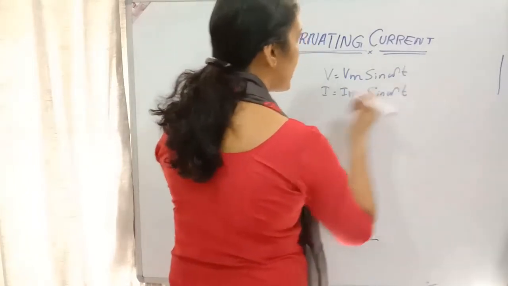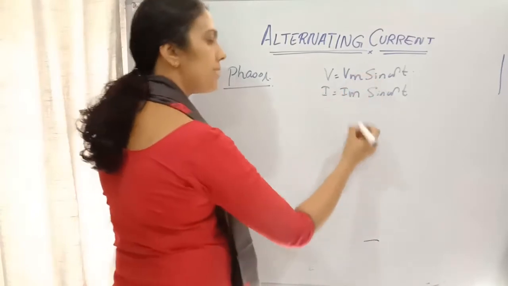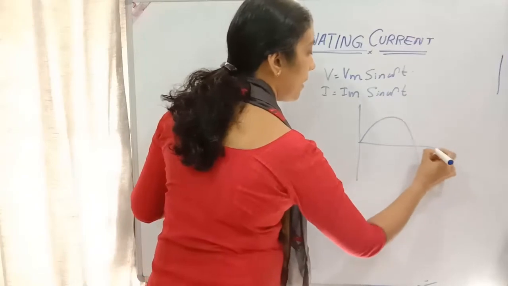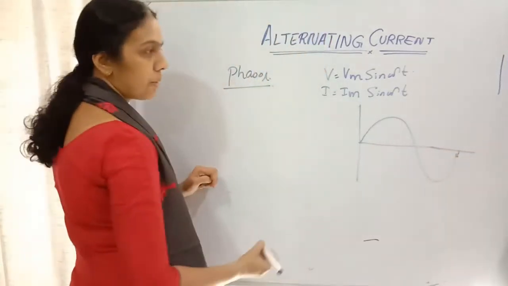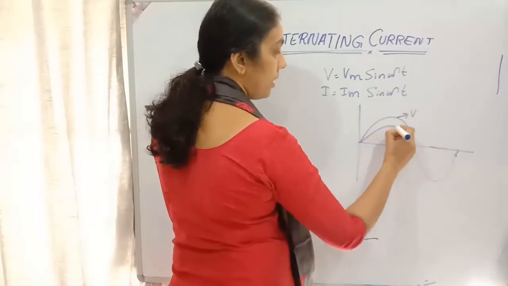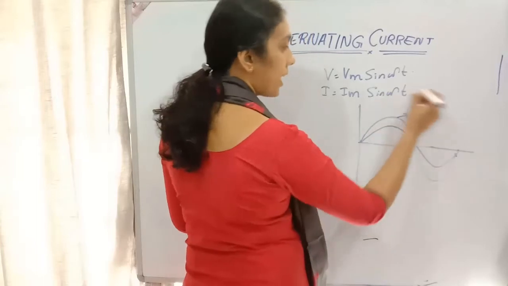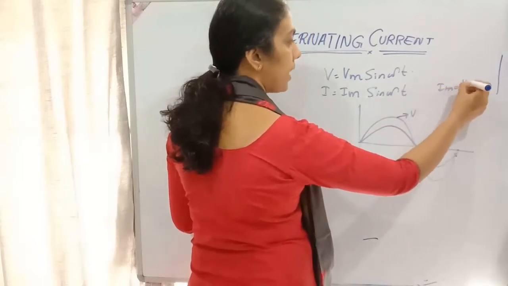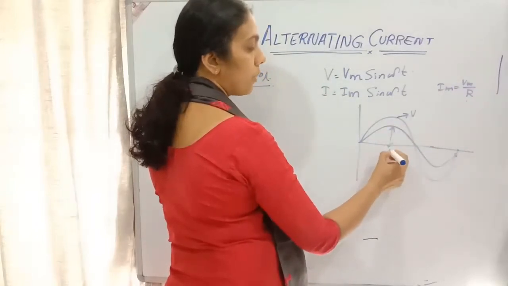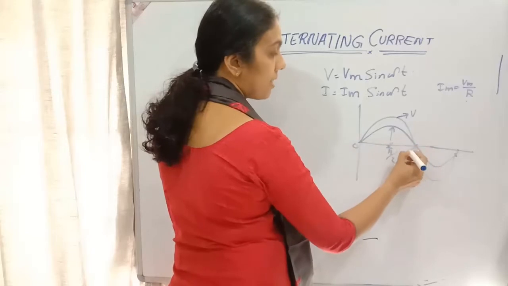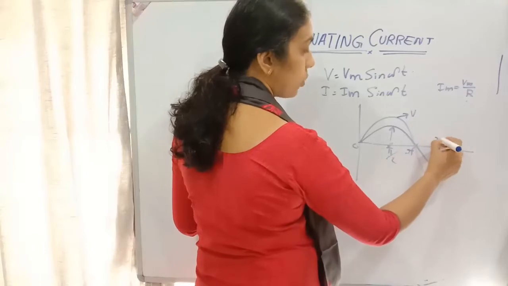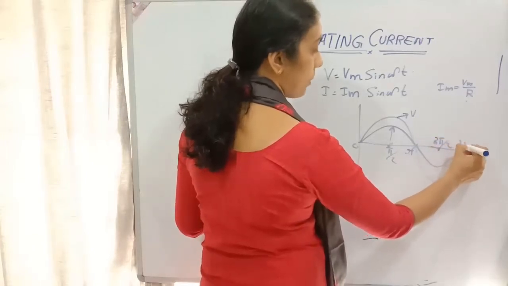When we represent this as a vector, how can we represent it? First I will represent this as a wave representation. This is Vm sin omega t, representing V, and I will be less than that, because Im is equal to Vm divided by R. So it will be less than V. The maximum value is obtained at 90 degrees, and this is pi, this is 3 into pi by 2, and this is 4 into pi by 2.